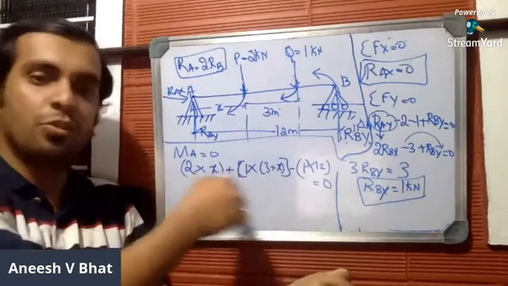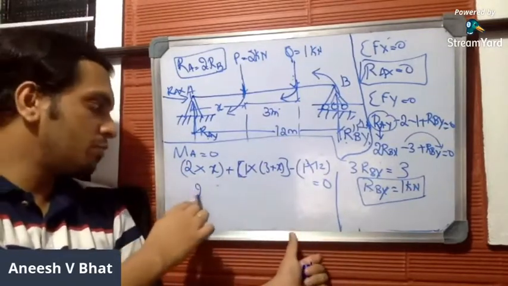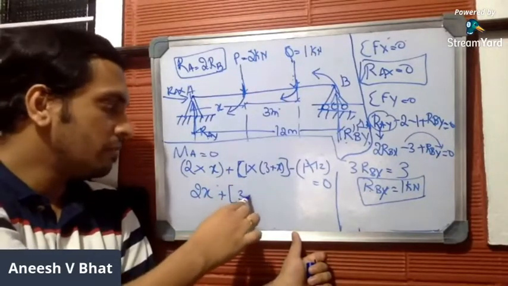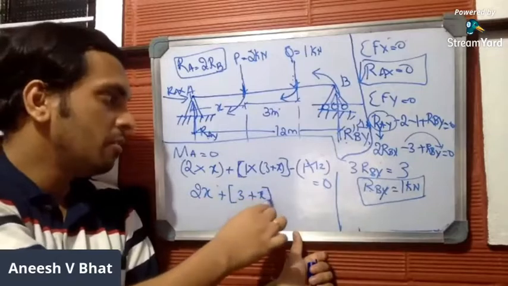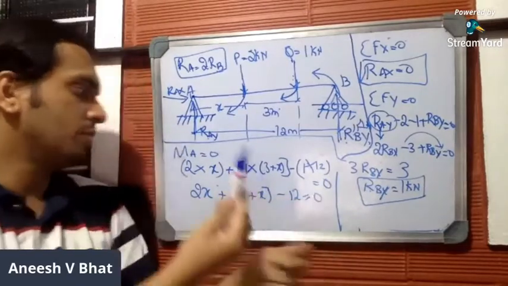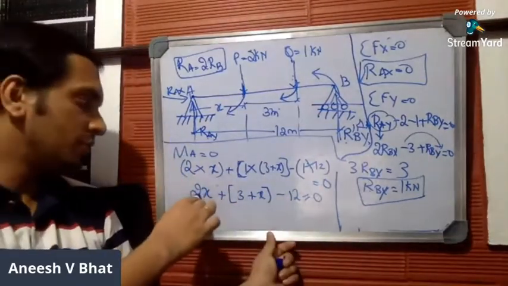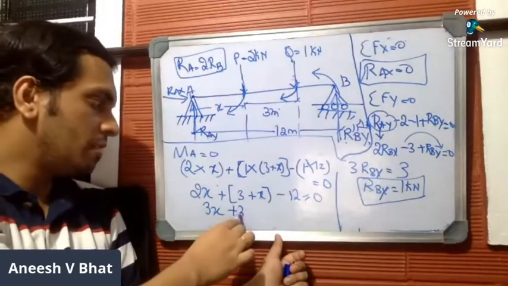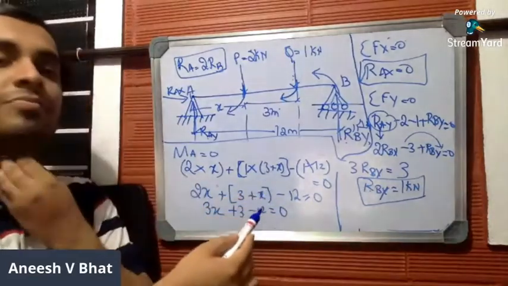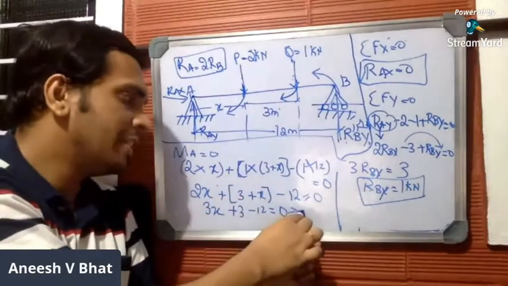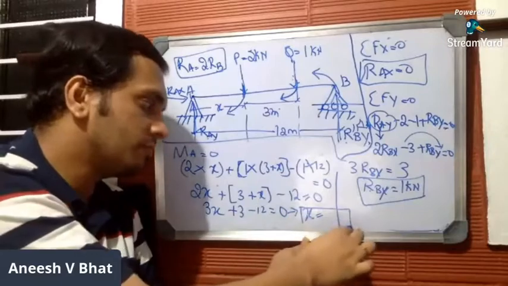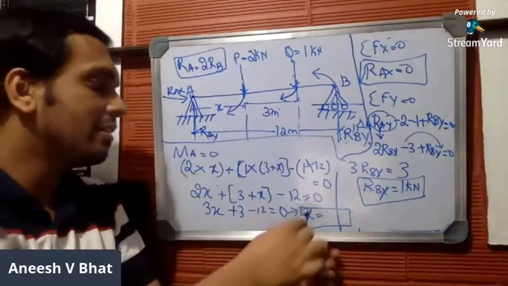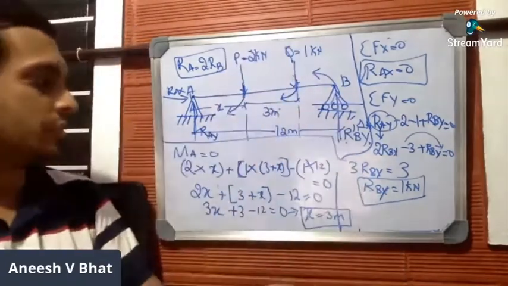Now, x is the only unknown in this equation. This becomes 2x plus 3 plus x minus 12 is equal to 0. So this will be 3x plus 3 minus 12 is equal to 0. Using this, you can very easily find the value of x. It will be 9 by 3, or 3 meters. X will be 3 meters.